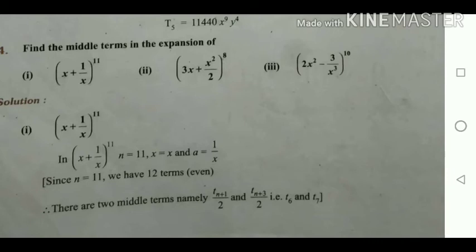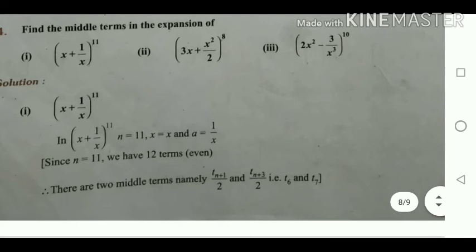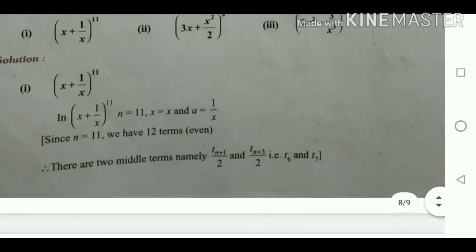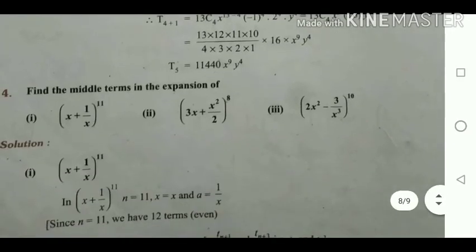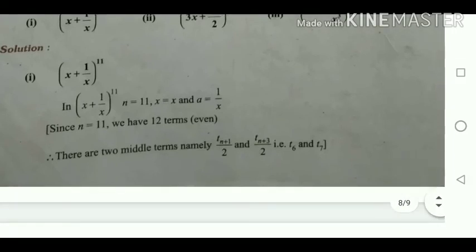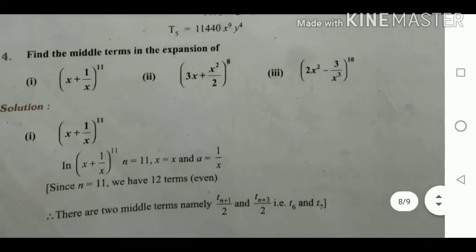So even means we are getting two middle terms. One is the sixth term, another one is the seventh term. So now we are finding T6 and T7. Apply the same formula, T r plus 1 equal to nCr x power n minus r a power r. By applying the same formula, I am finding two terms in order to find the middle term.